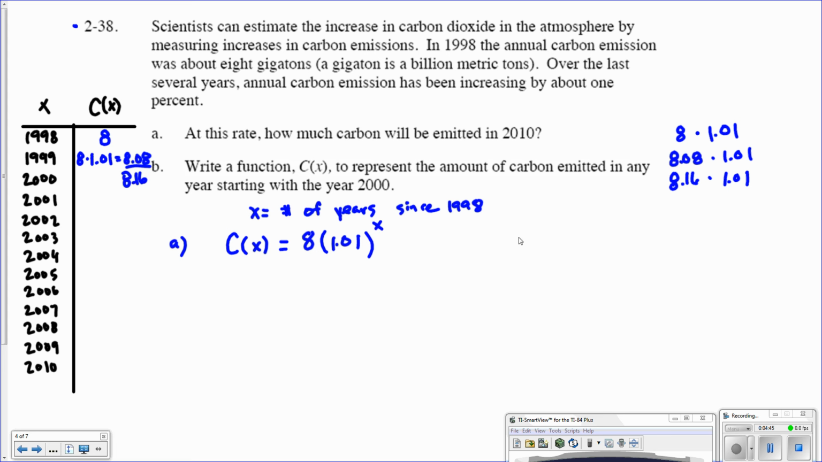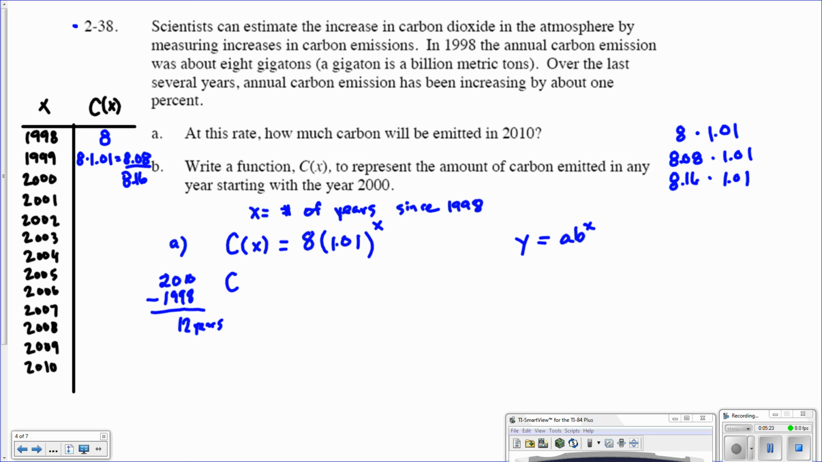That's the same thing as what you're probably used to seeing as y equals a times b to the power of x, where a is your starting point and b is your multiplier. 8 is our starting point. 1.01 is our multiplier. So to get where we would be at 2010, we need to figure out how many years that is. So we're going to say 2010 minus 1998, and that should give us 12 years.